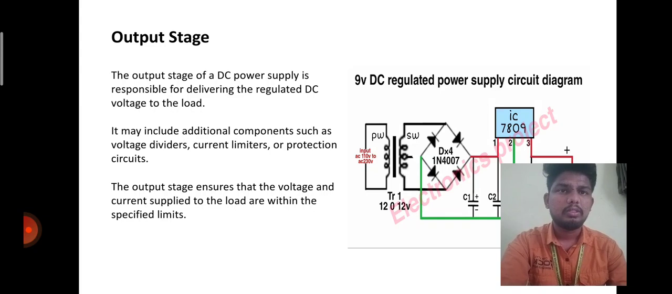What is the output stage? The output stage of a DC power supply is responsible for delivering the regulated DC voltage to the load. It may include additional components such as voltage dividers, current limiters, or protection circuits. The output stage ensures that the voltage and current supplied to the load are within the specified limits. In the above diagram, DC regulated power supply circuit diagram.